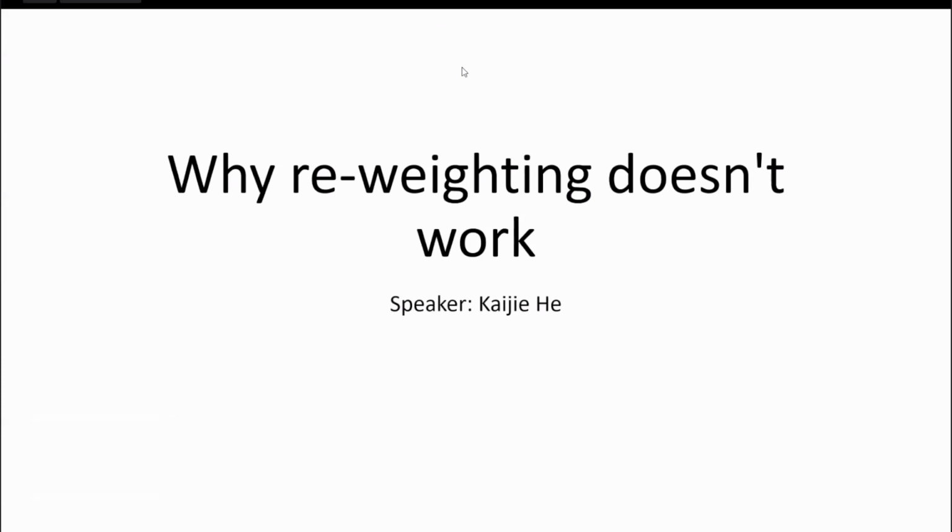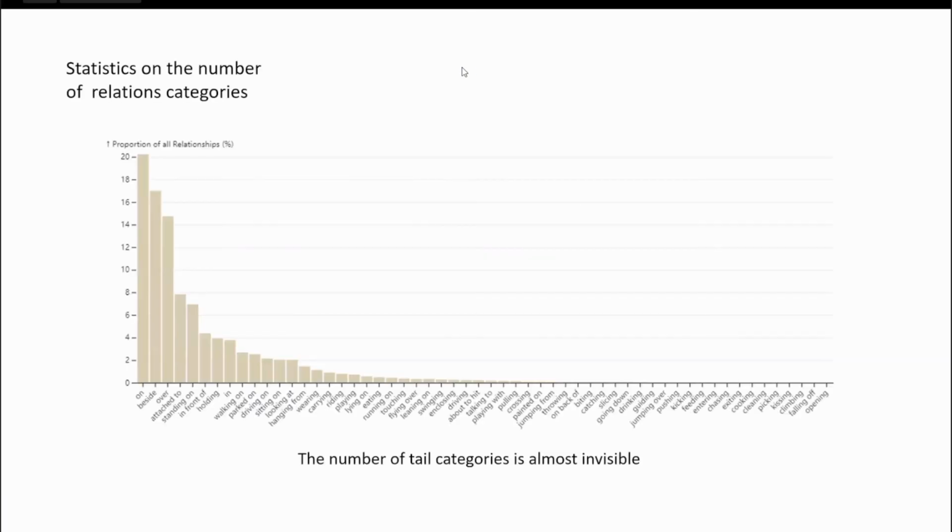Hello everyone. Today I want to share why reweighting doesn't work in this challenge. And I must say my English is not very good. I can only read the text of the PowerPoint.